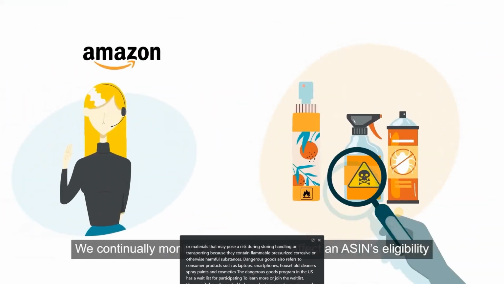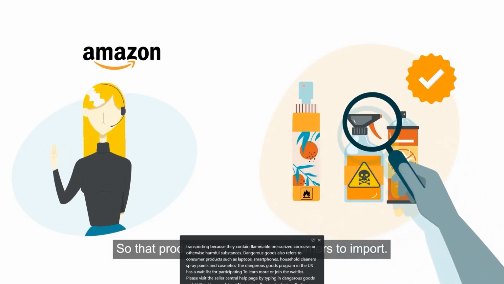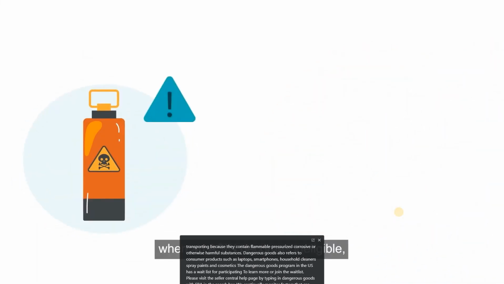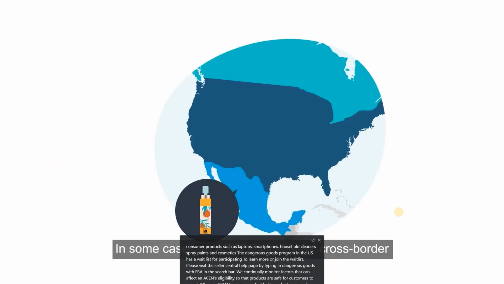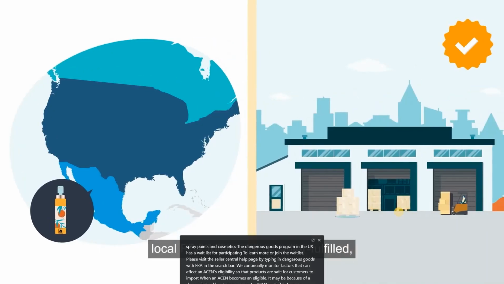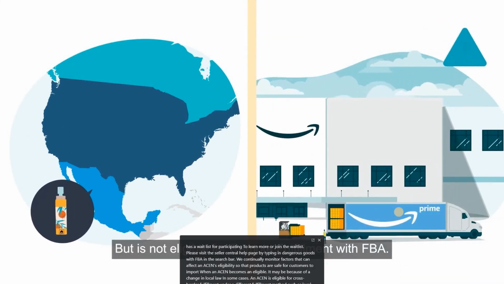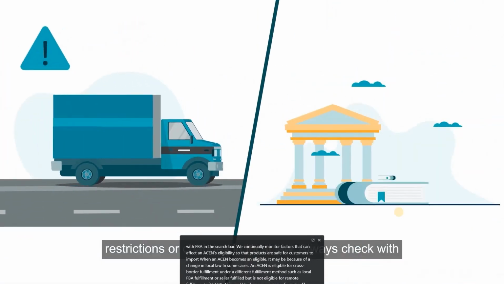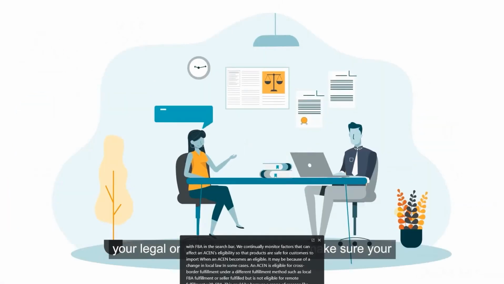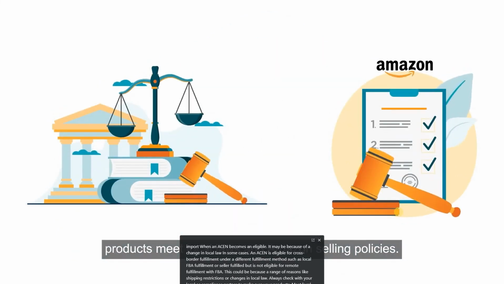We continually monitor factors that can affect an ASIN's eligibility so that products are safe for customers to import. When an ASIN becomes ineligible, it may be because of a change in local law. In some cases, an ASIN is eligible for cross-border fulfillment under a different fulfillment method, such as local FBA fulfillment or seller fulfilled, but is not eligible for remote fulfillment with FBA. This could be because of a range of reasons, like shipping restrictions or changes in local law. Always check with your legal or compliance partner to make sure your products meet local laws and Amazon selling policies.